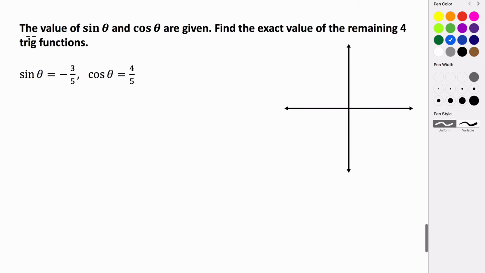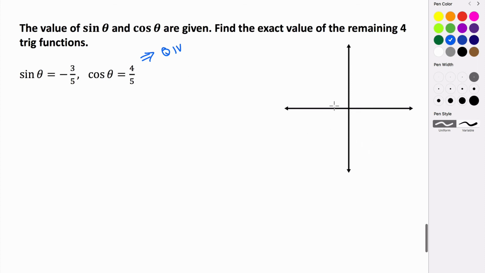This example says the values of sine and cosine are given, and we want to find the exact values of our 4 remaining trig functions. The sine of theta is negative 3/5 and the cosine is 4/5. So we're looking to figure out what quadrant theta is in when we know that the sine is negative and the cosine is positive. Again, remember the sine was negative in quadrants 3 and 4, and the cosine's positive in quadrants 1 and 4, which tells us that we are in quadrant 4.